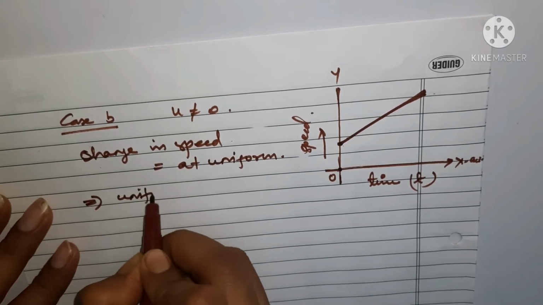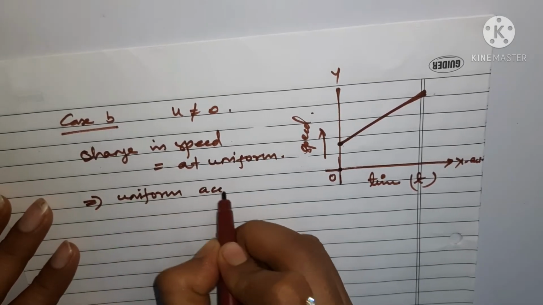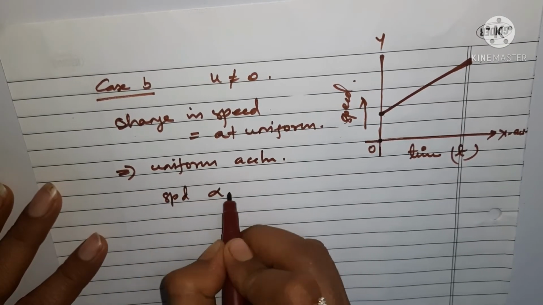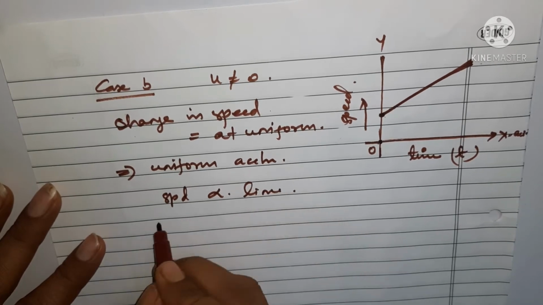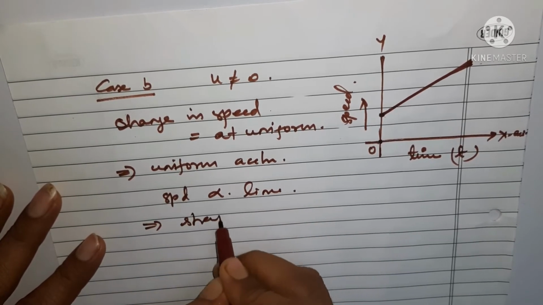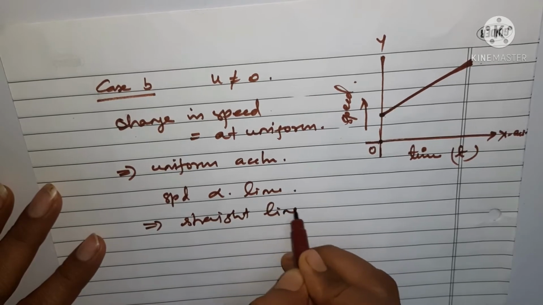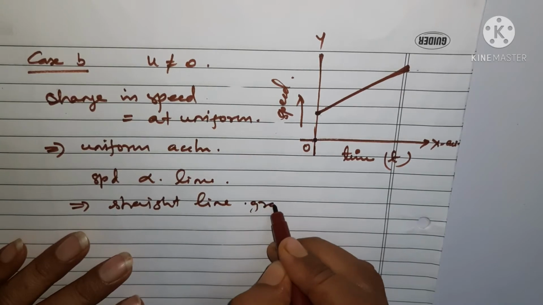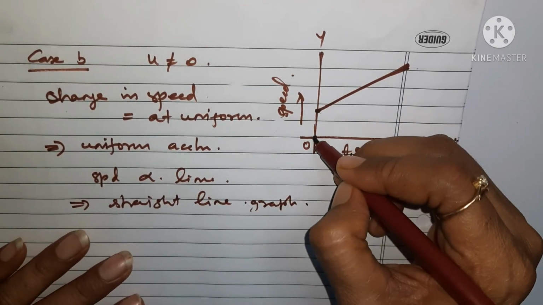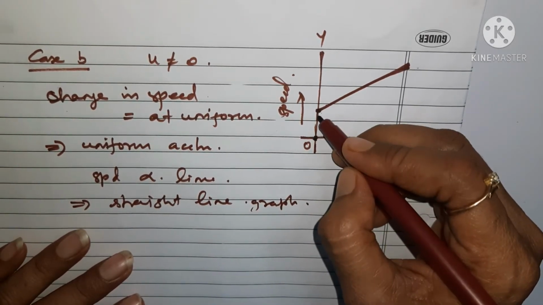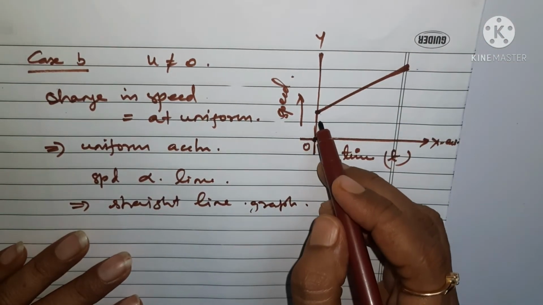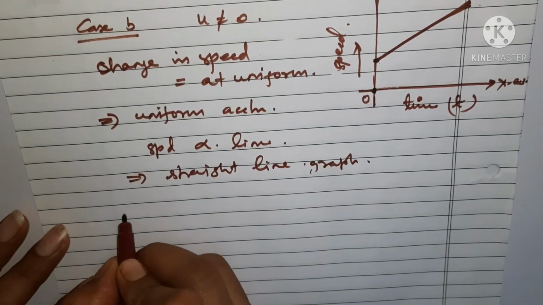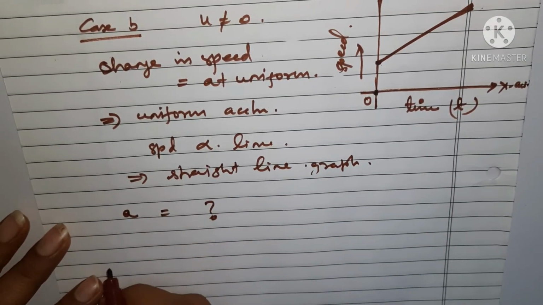You are going to get uniform acceleration. And since uniform acceleration is there, it shows that the speed is directly proportional to time, and definitely you are going to get a straight line graph, right? So again you get a straight line graph, but the straight line here is not from the origin, it is a little away from the origin, at the point where the initial velocity is given. Now in such cases how will you calculate the acceleration?